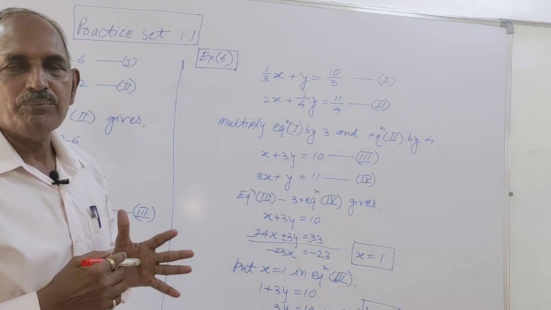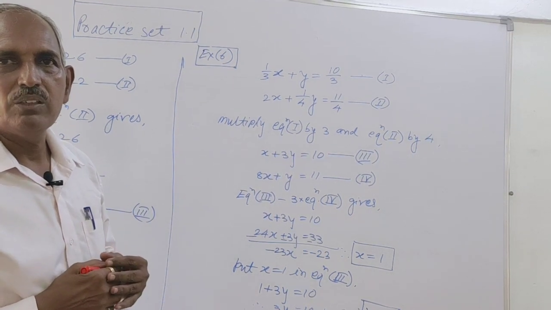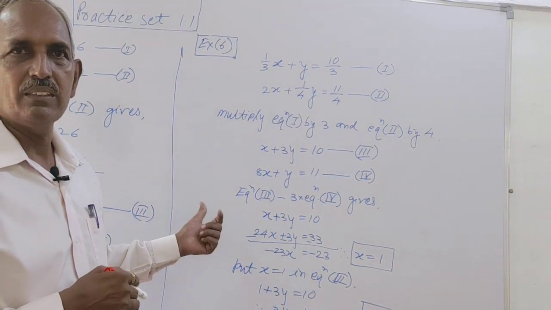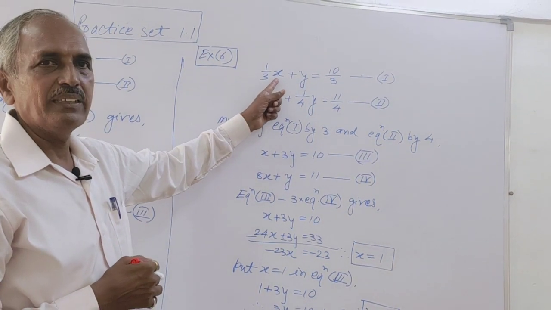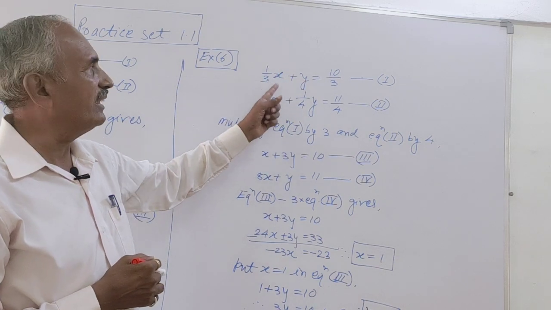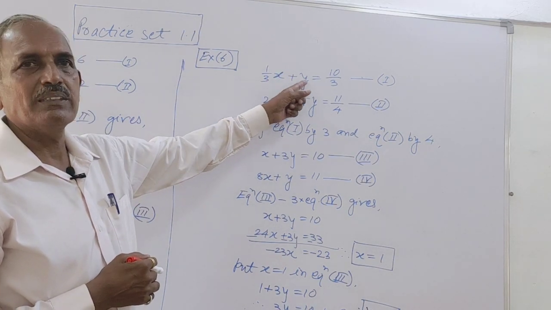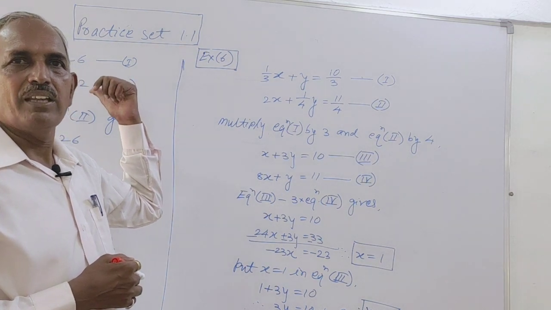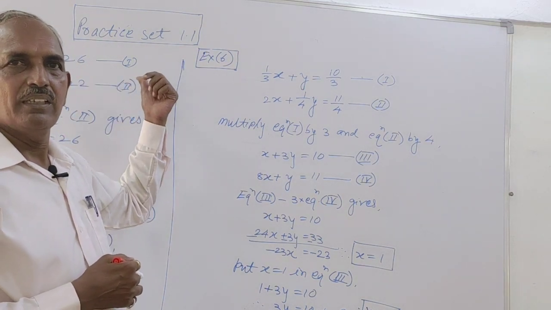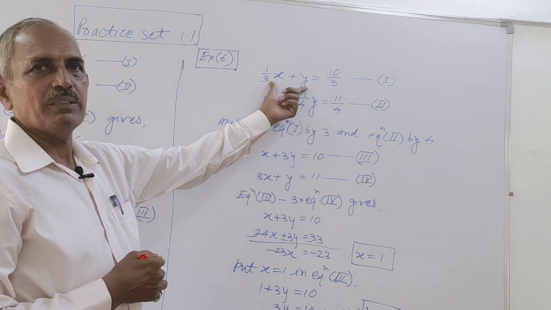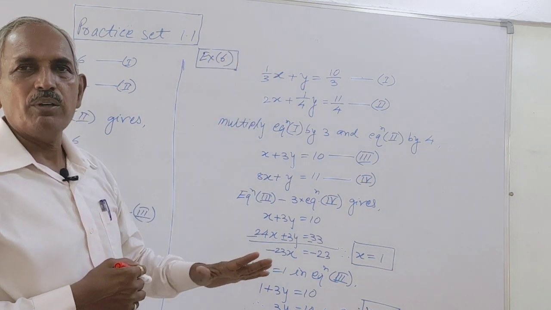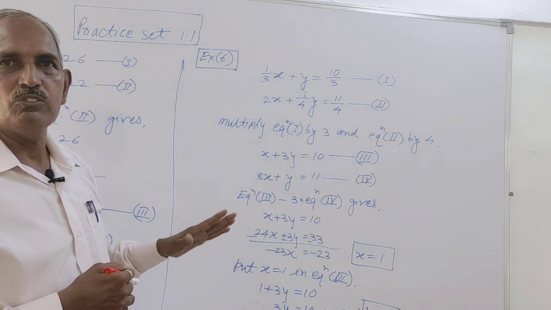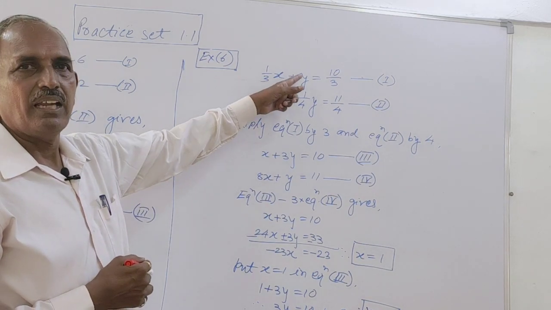What is our aim? What do we have to find out? We have to find out in this example the value of x and the value of y, because in these two equations, the variables are x and y. In the earlier example, the variables were a and b. In this equation, the variables are x and y. So our aim is to find the values of x and y.